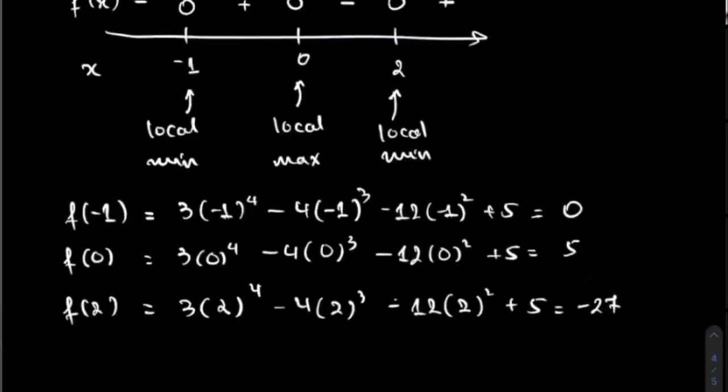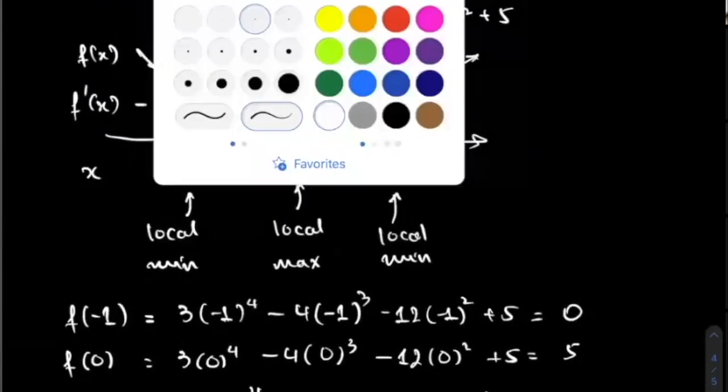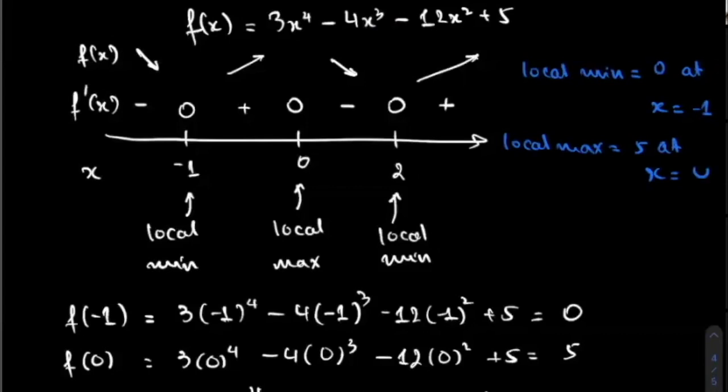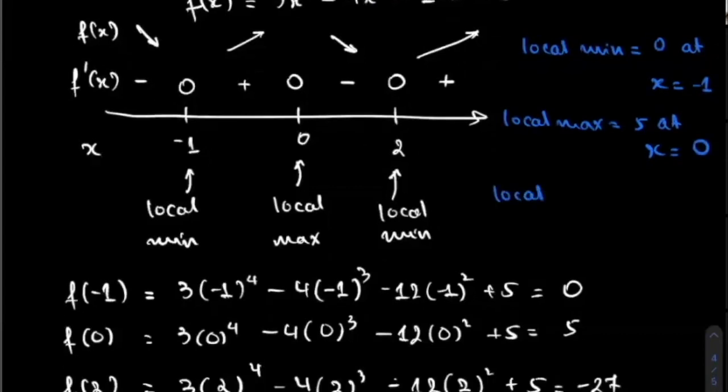And you can draw final conclusions here. You can continue right below it, but I just want you to show the test here. So local min equal to 0 at x equal to -1. Local max is equal to 5 at x equal to 0. And another local minimum equal to -27 at x equal to 2.